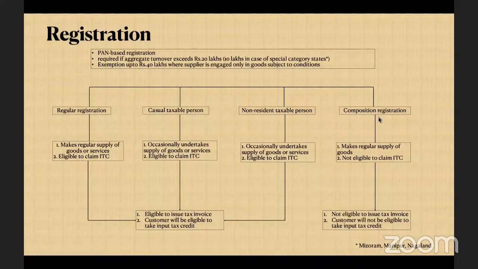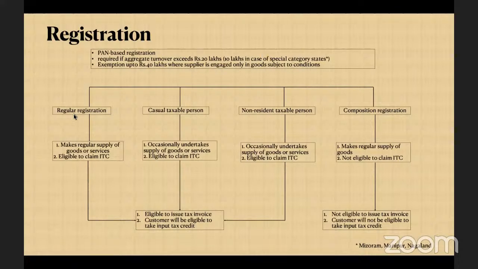Next, composition registration. This is also a subset of regular registration, which is granted to a person with a turnover of up to 1.5 crores only. At the time of applying for registration under GST law, you will apply as part of regular registration only. But since your turnover is less than 1.5 crore, you will be eligible to shift yourself to the composition tax regime under GST law. That we will discuss in detail subsequently.